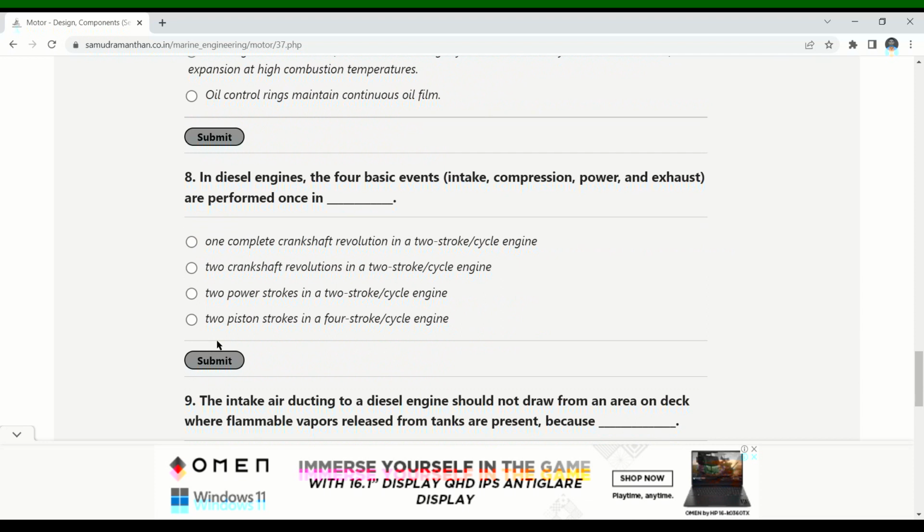Our next question is, in diesel engines, the four basic events, intake, compression, power and exhaust, are performed once in, and the options are, one complete crankshaft revolution in a two-stroke engine, two crankshaft revolutions in a two-stroke cycle engine, two power strokes in a two-stroke engine, two piston strokes in a four-stroke engine. The correct option should be one complete crankshaft revolution in a two-stroke engine.